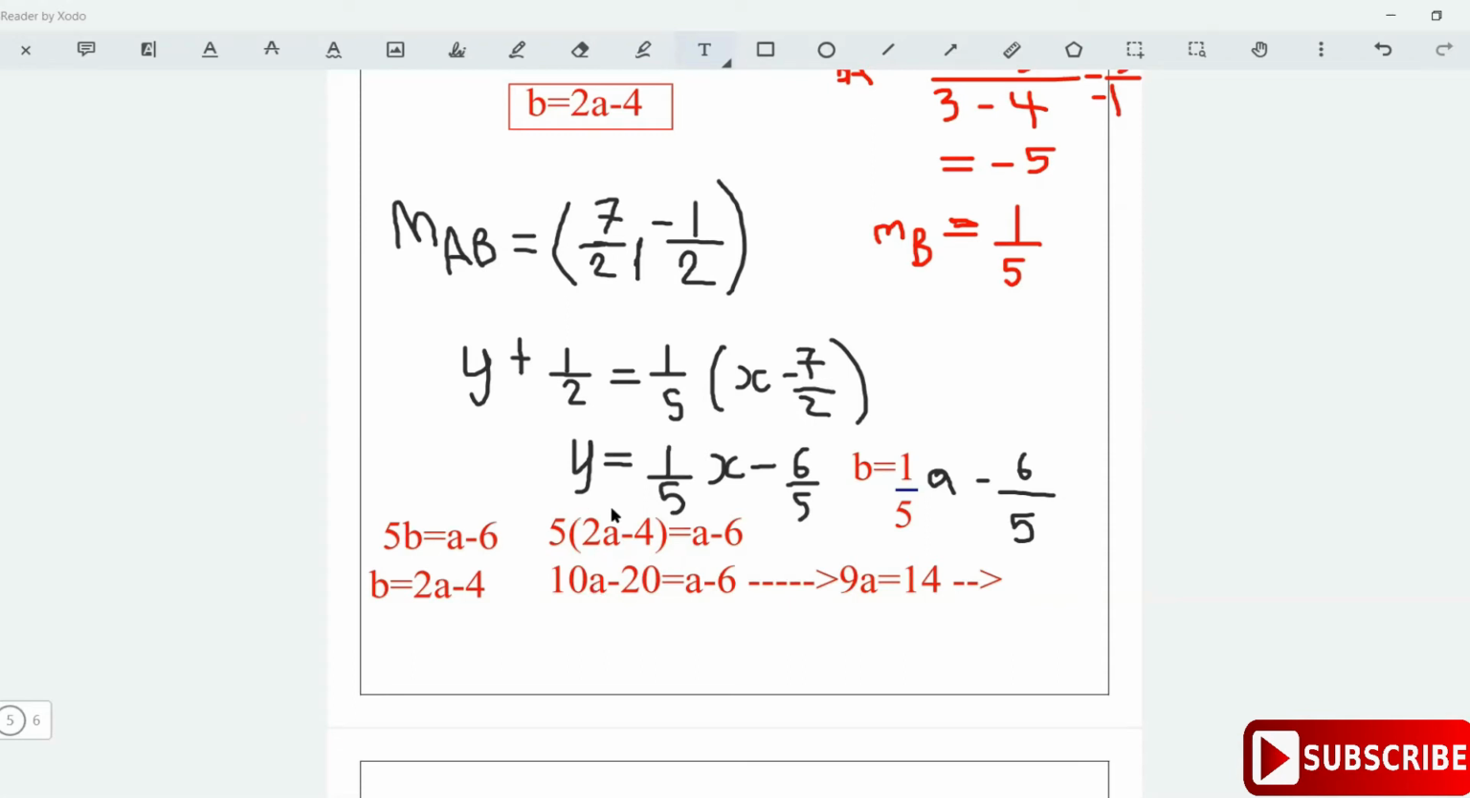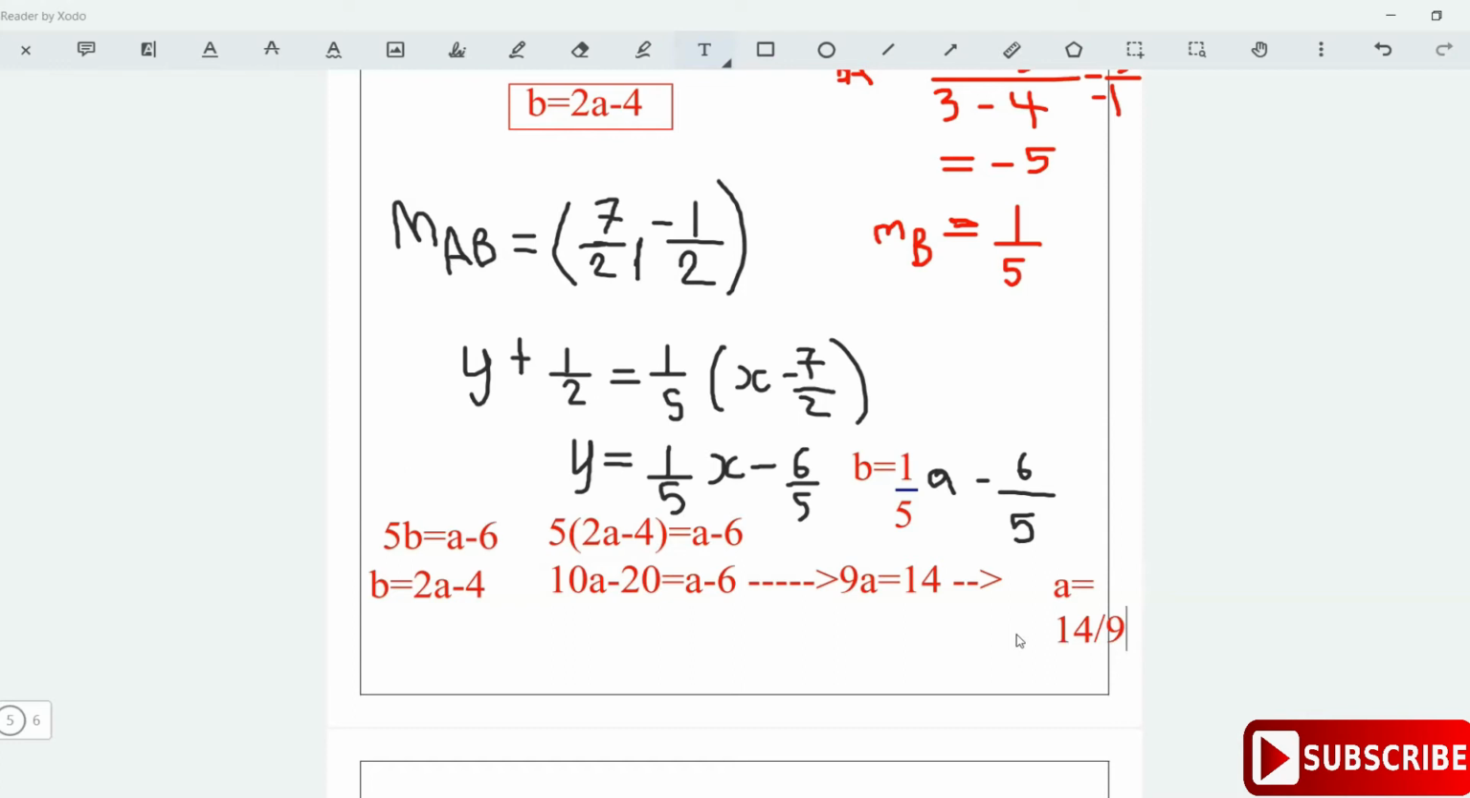And then 5 times minus 4 is minus 20. Add 20, this becomes 14. Subtract a, that becomes 9a. So what we get is that a works out to be 14 over 9. A equals 14 over 9.